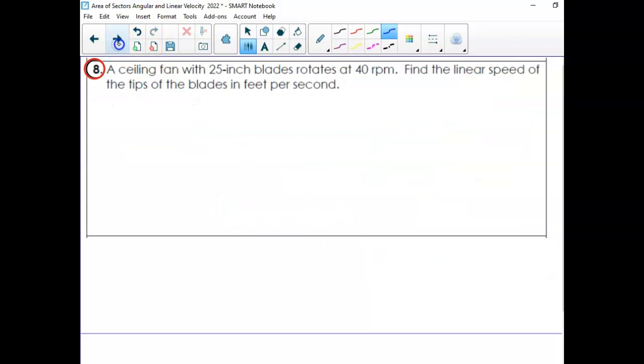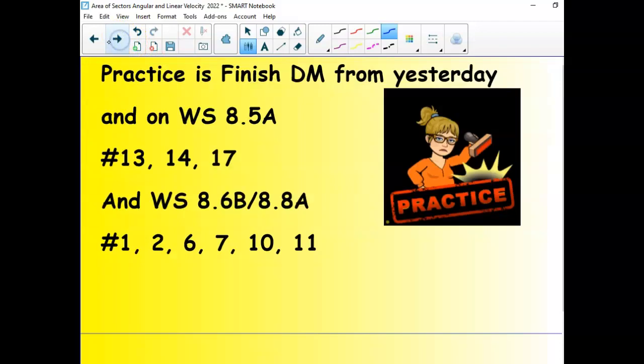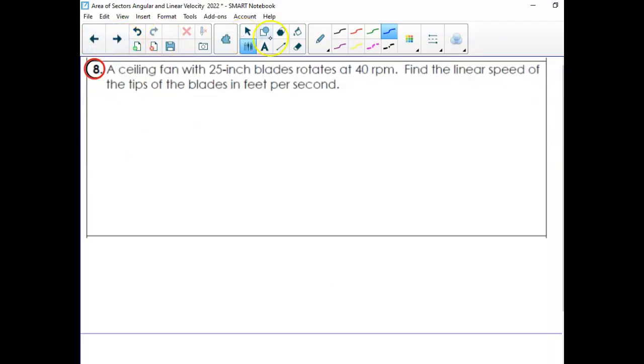All right, we're gonna go to number 8. Try one more of these linear speed questions. I think this is the last one. Am I okay on time? All right. Last question here. A ceiling fan with blades.